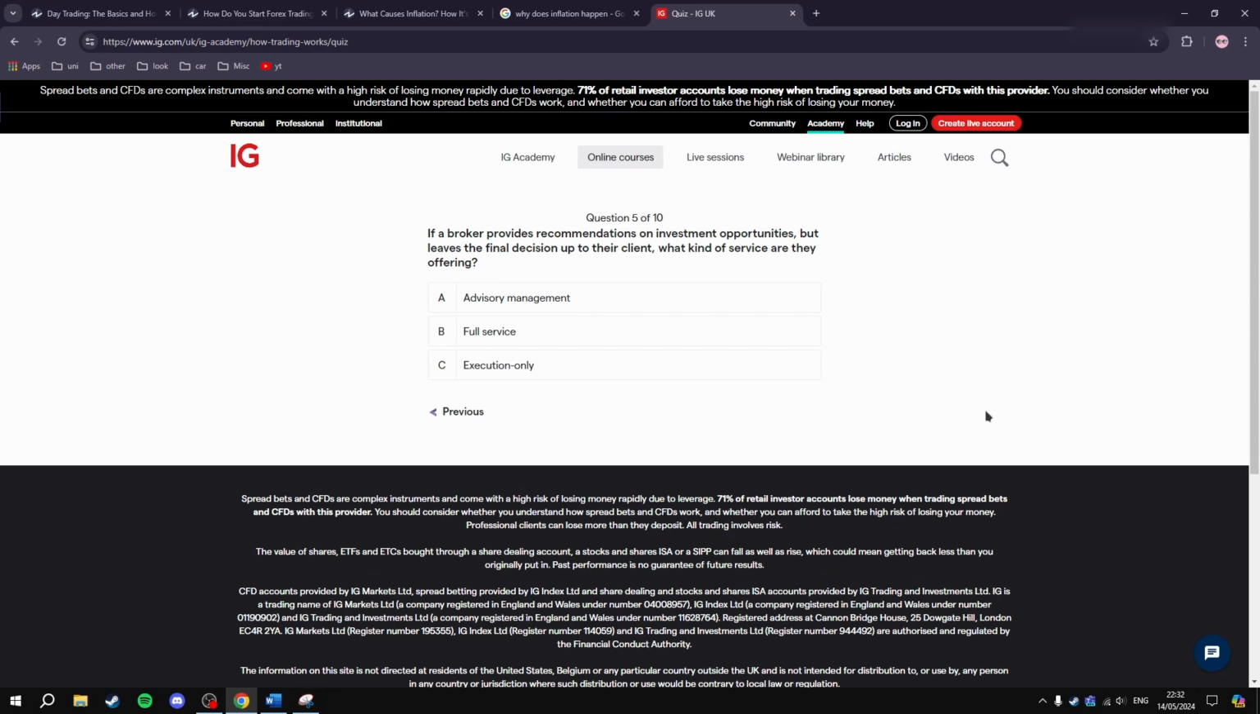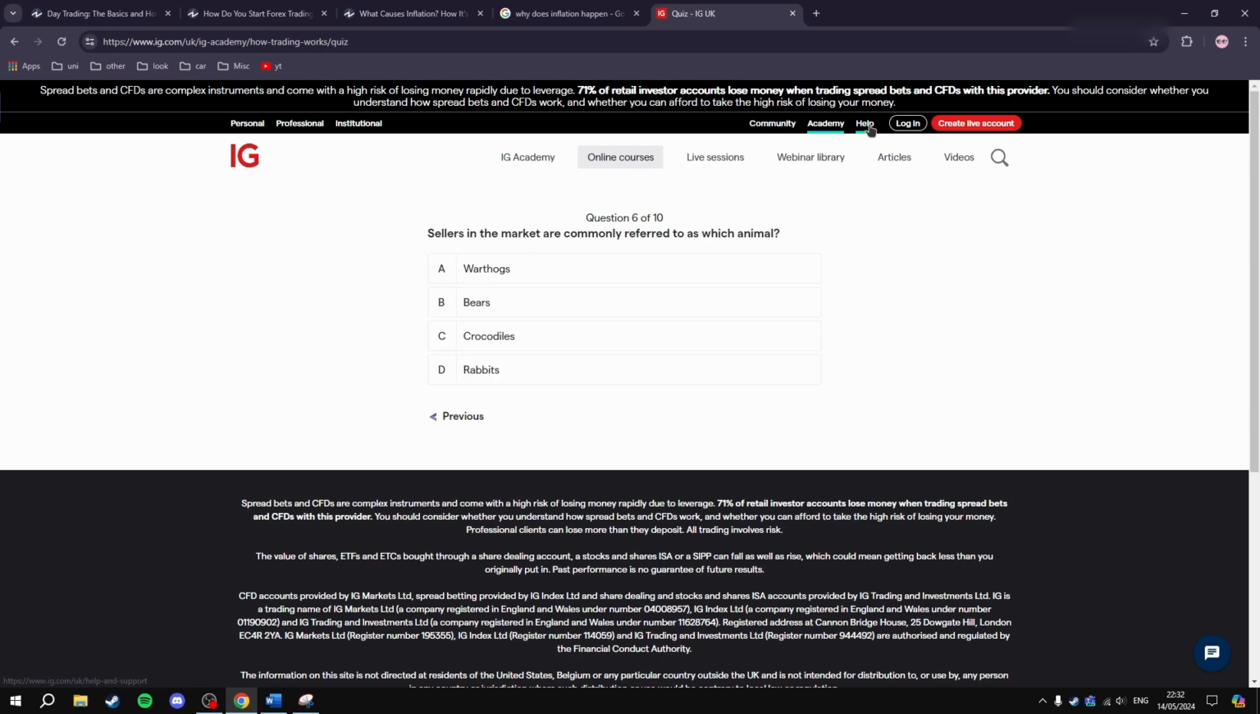If a broker provides recommendations on investment opportunities but leaves the final decisions up to their clients, what kind of service are they offering? Advisory management. Because full service is the one where it does everything for you, it manages the portfolio for you. Execution only is the one where you have to tell them what you want to do. So, advisory management.